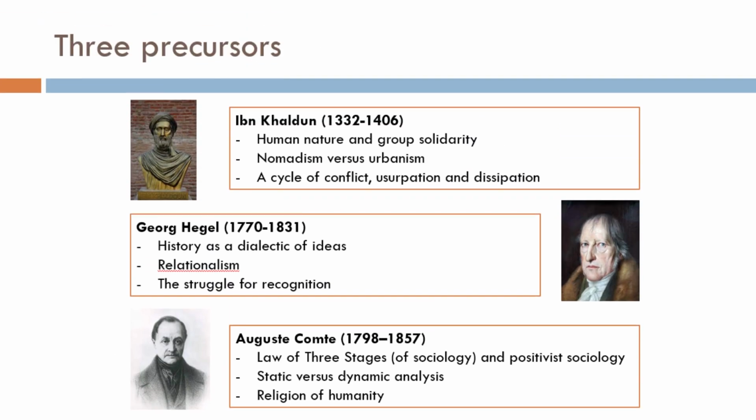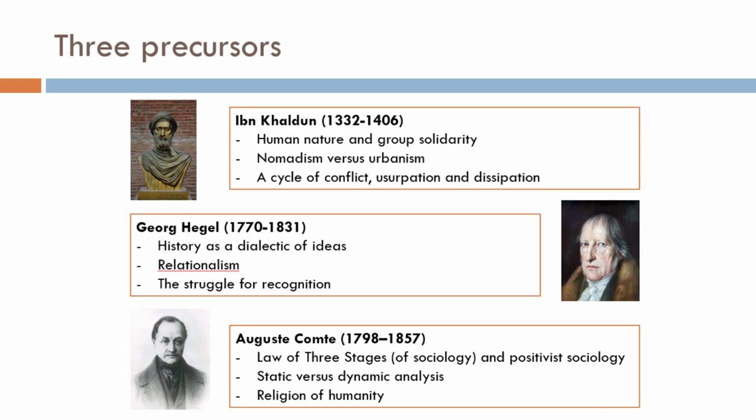The three precursors. What's often forgotten is that sociological thinking didn't suddenly appear in 19th century Europe. Take Ibn Khaldun, writing in the 14th century. He's already thinking in strikingly sociological ways, about human nature, about group solidarity, about how societies rise, consolidate power, become complacent, and then decline. His concept of asabiya, group cohesion, social glue, is used to explain why nomadic groups can overthrow settled elites, and why those elites eventually lose their vitality.